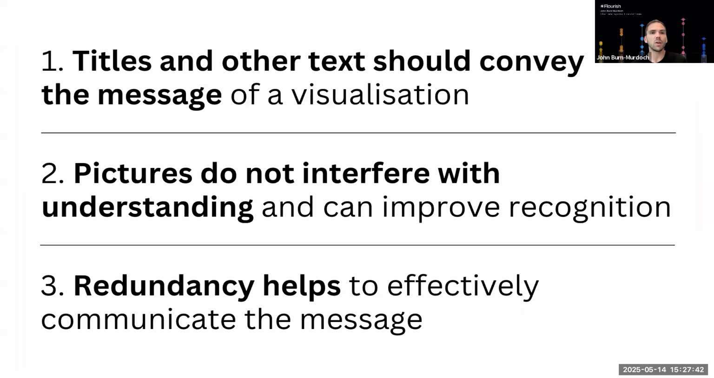So again, the conclusions from this piece of research: the title and other text should convey the message of a visualization. So this is not simply about saying GDP per capita over time, for example. It's what about GDP per capita over time? What was it in this time series that was significant? In addition, they found that using things like pictures, flags, related imagery in a chart, counter to what some people have argued, doesn't actually interfere with people's understanding. It doesn't tend to distract. It can actually help. People then have additional anchors, as it were, to remember a particular chart or what that chart was showing. And then the third step here, redundancy, helps to effectively communicate the message.